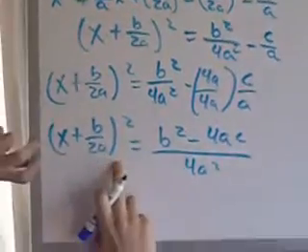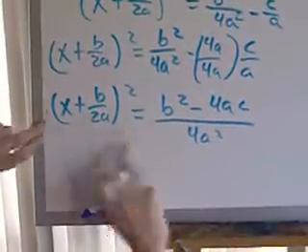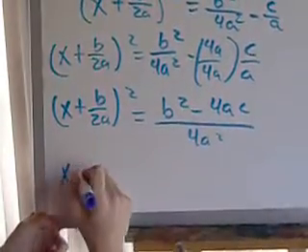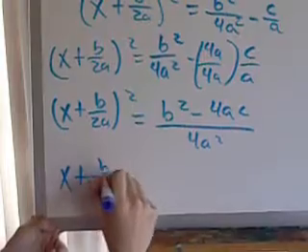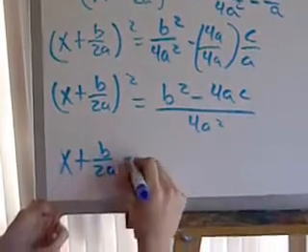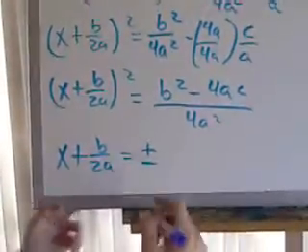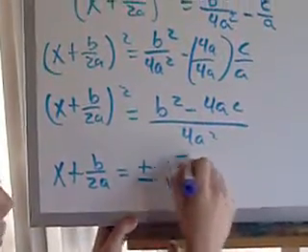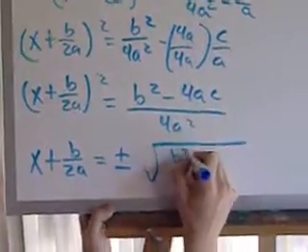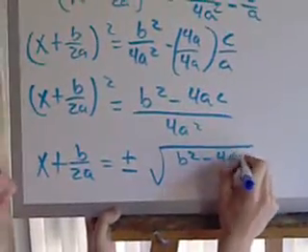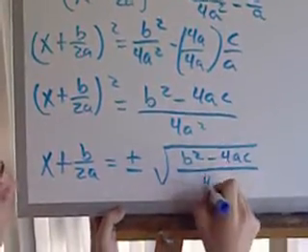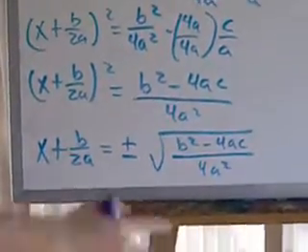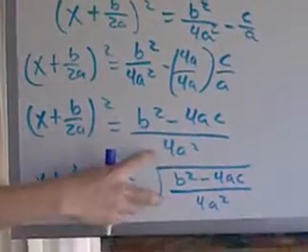Now I have this to the second power, so I'm going to take the square root of all of that. So I have x plus b divided by 2a equals plus or minus, because that can have 2 possible answers, the square root of b squared minus 4ac divided by 4a squared. Now, I'm going to leave that plus or minus up here.